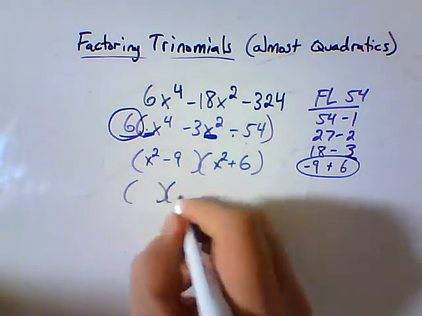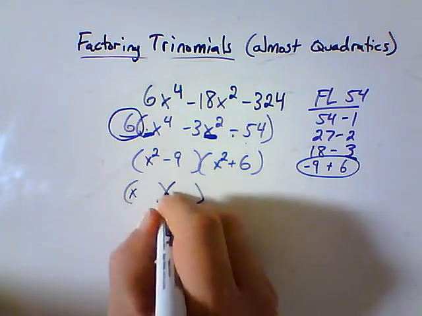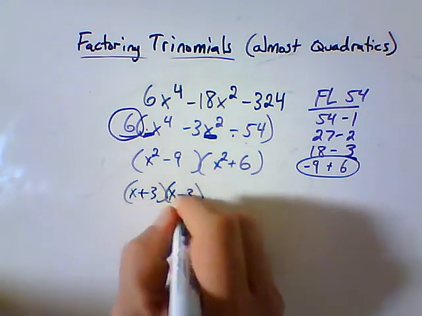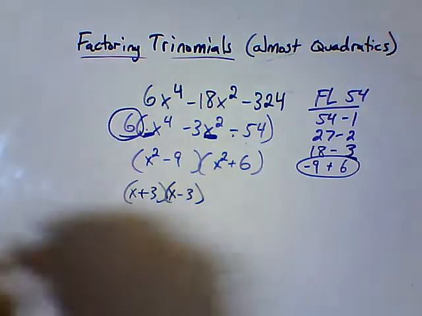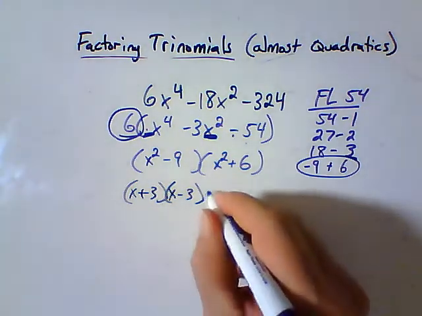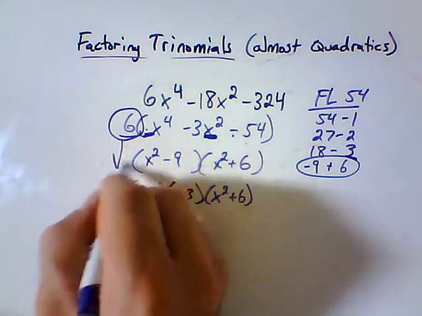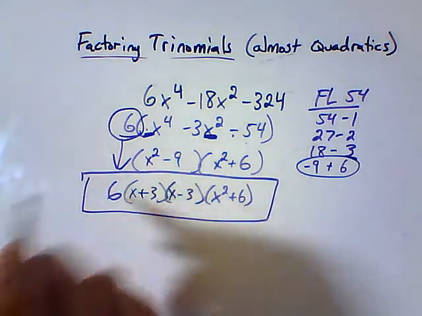So, like earlier this week, we know 2 sets of parentheses. Square root of him is x. Square root of him is 3. And put in different signs. That one's factored. This guy comes from up here. That's x squared plus 6. He can stay in the back. And that 6 comes all the way down. Now I have fully factored that polynomial.